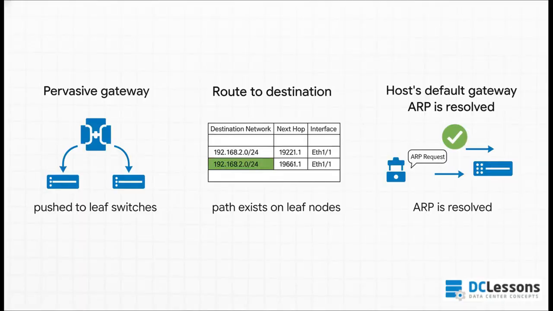For our first layer 3 check, it's all about the basic programming. Is the pervasive gateway for the bridge domain actually pushed down to the leaf switches? Does the source leaf even have a route to the destination subnet? And you'd be amazed how often this is the culprit. Has the source endpoint actually resolved ARP for its default gateway? If any of these three are a no, routing is dead on arrival.